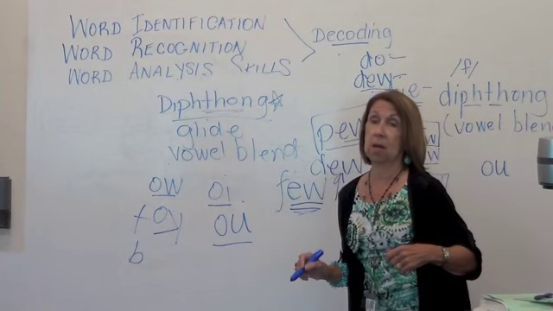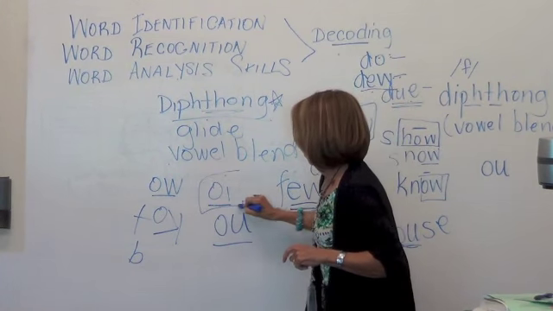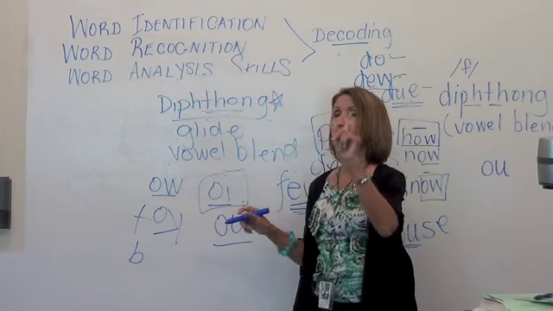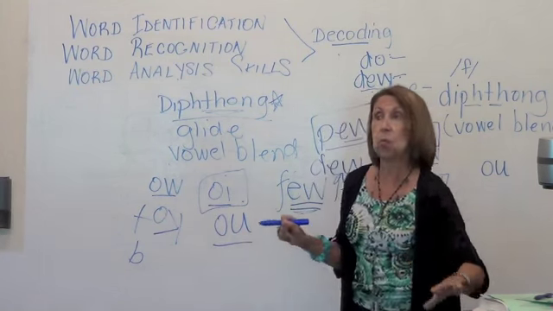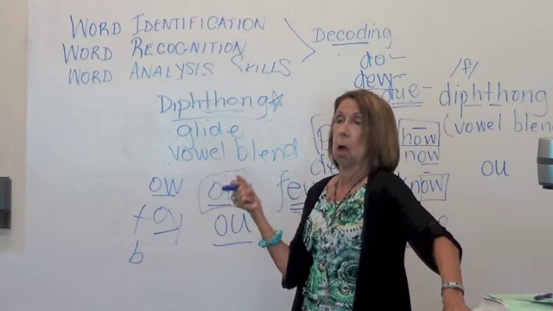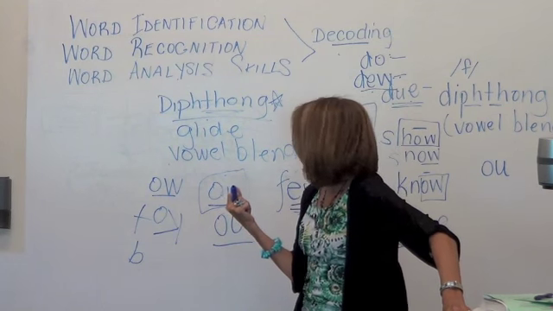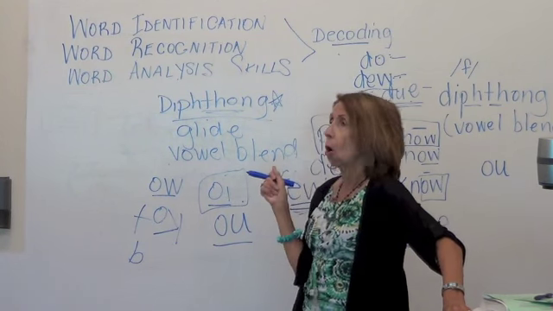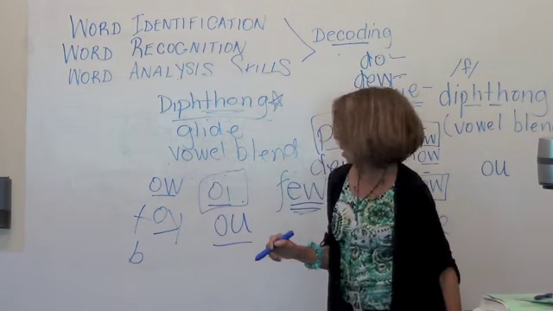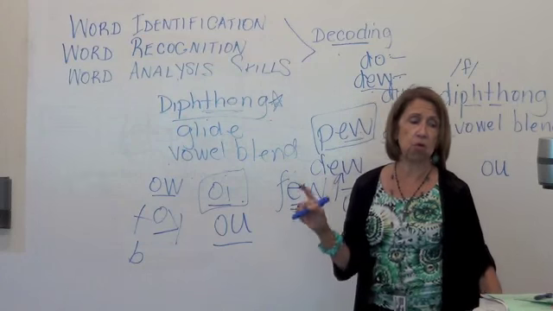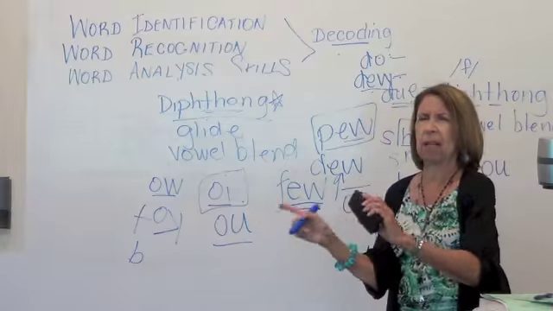There's another one of these diphthongs that also makes the oy sound. Which one? The oi. Okay. Give me some examples of words that have the diphthong oi, which also says oy. Oil. Boil. Coil. Foil. All right. So, oi, ow, EU. Those are most of the vowel diphthongs that you're going to hear.